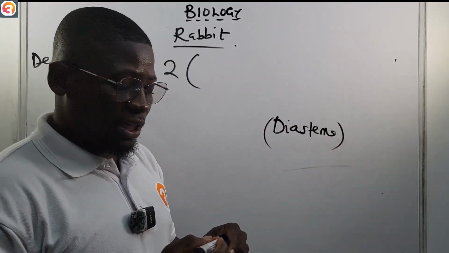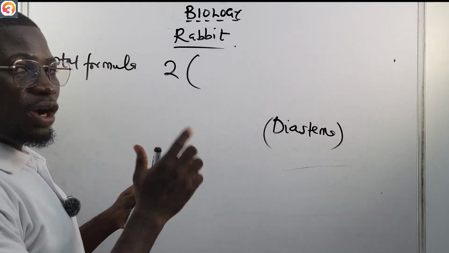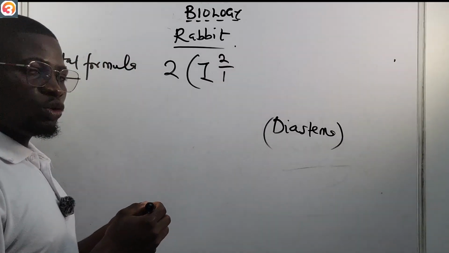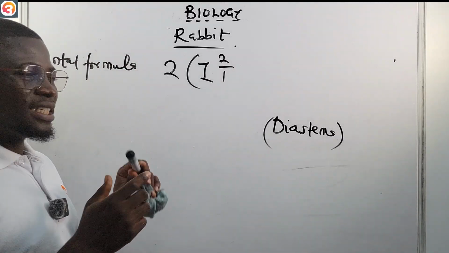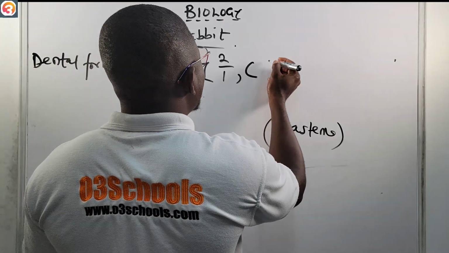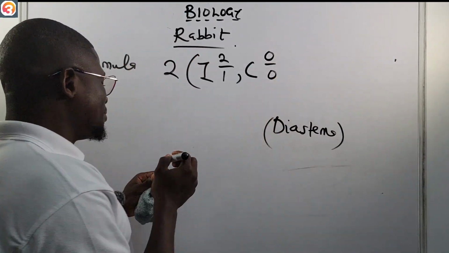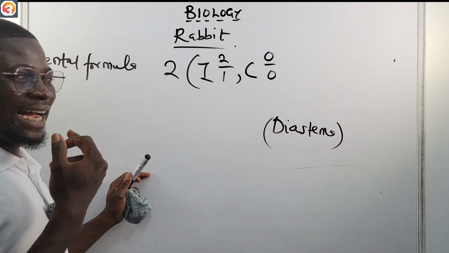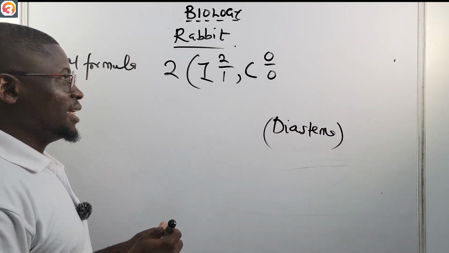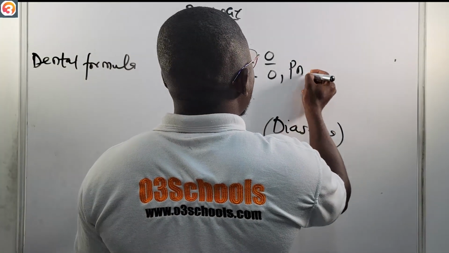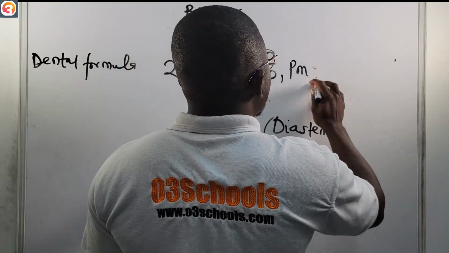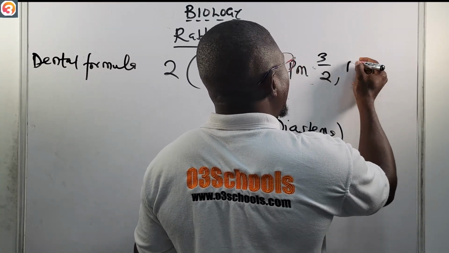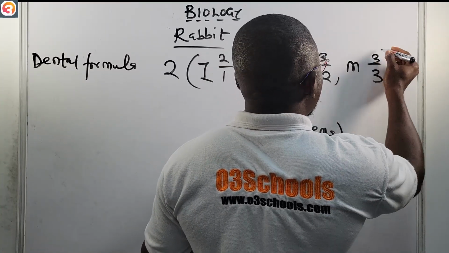Let us first see the dental formula for the rabbit. For incisors, I is 2 over 1. For the canines, 0 over 0, which means it does not have canines. That gap is exactly there. Then the premolars, PM, is 3 over 2. Then the last one, the molar M, is 3 over 3.